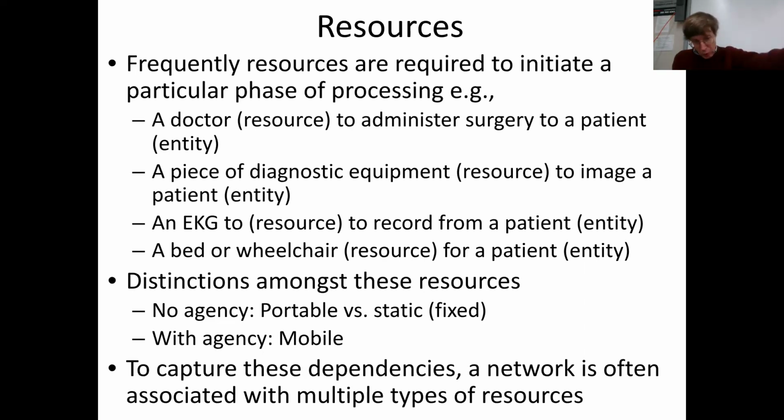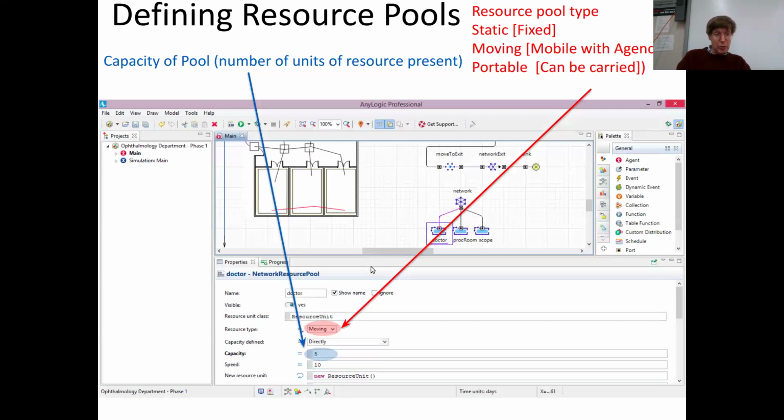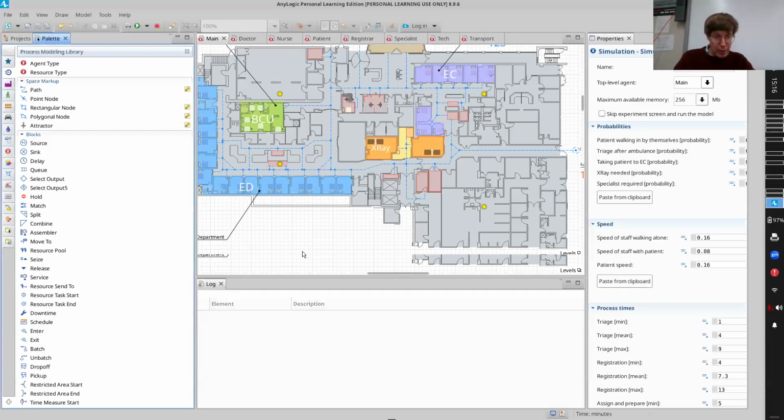A nurse's assistant could get a wheelchair to route someone around and bring it to a patient. By contrast, there are also fixed or static resources. So again, CAT scan, VQ scan, X-ray machine, etc. And generally you have multiple types of resources. Now, these types of resources define resource pools, and we saw that earlier.